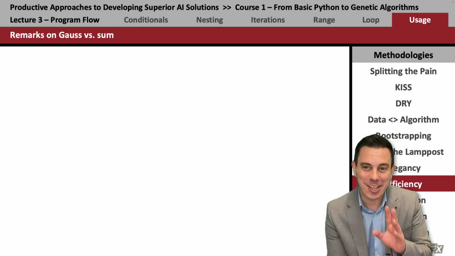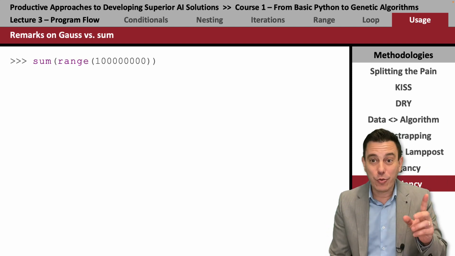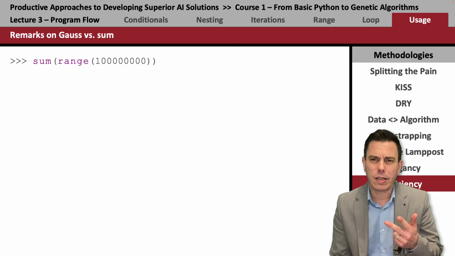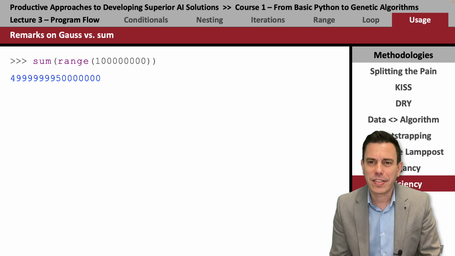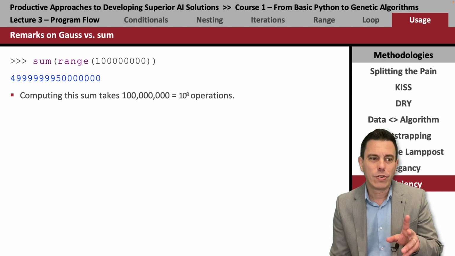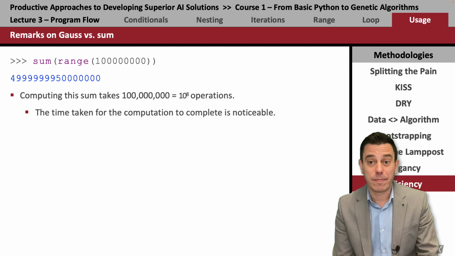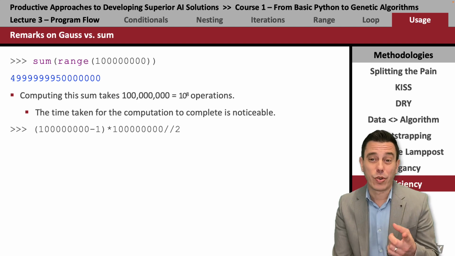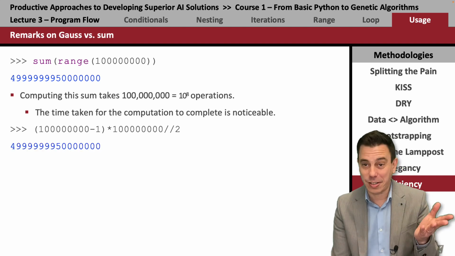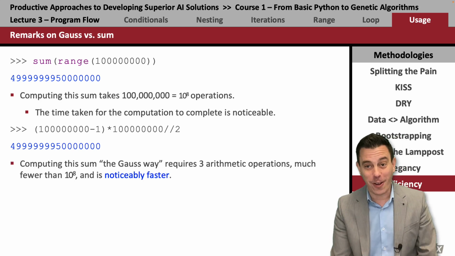Let's just see it in action. We want the sum of the range of 1 with 8 zeros, 100 million. This should be that number. Now, for the computer to do so, it needed to do 100 million calculations. And this takes some time. However, if we do the Gauss way, as you can see here, only very few calculations, and the result is the same, of course. Gauss was right, and it is noticeably faster.